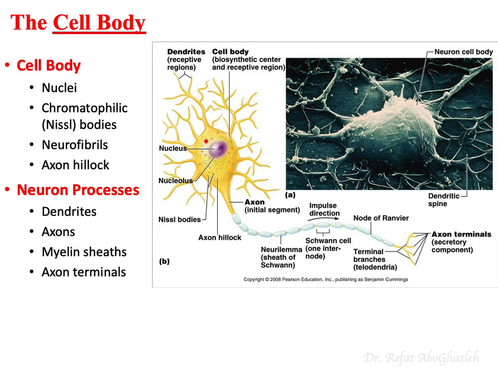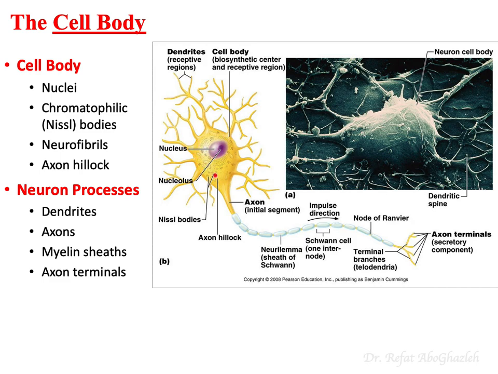Okay, we'll continue talking about the cell body. When you look at the cell body again, you see the nucleus, as I mentioned, with the nucleolus in the center, and also you will see chromatophilic bodies. What does it mean, chromatophilic bodies? We are, guys, talking about the rough endoplasmic reticulum. Also, we'll talk about these.